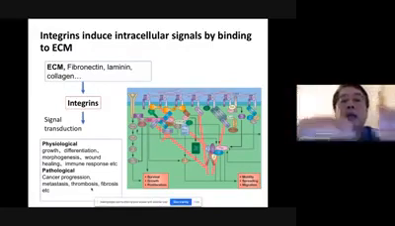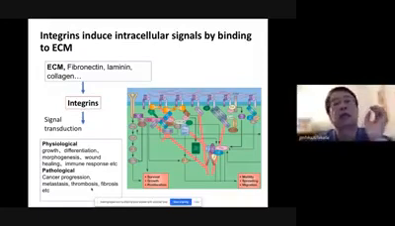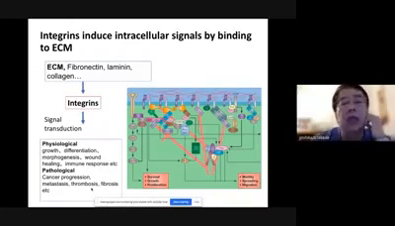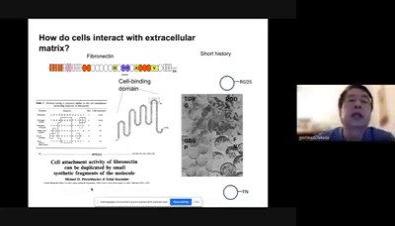So basically, integrins connect the cells, the cytoskeletal proteins, and the ECM, and induce signals upon binding to ECM. It's a very important molecule, so it's a major target of drug discovery. Many companies are working on it, with antibodies and smaller molecules. I will talk about that in a little bit. So a very general question: if you look at cells binding to ECM, what's going on? What kind of interaction is that?